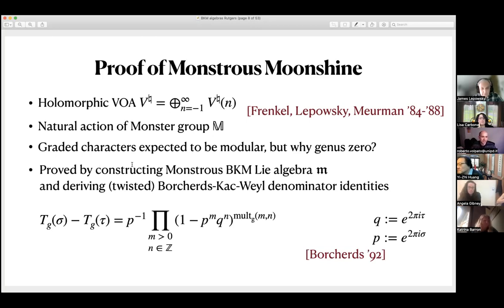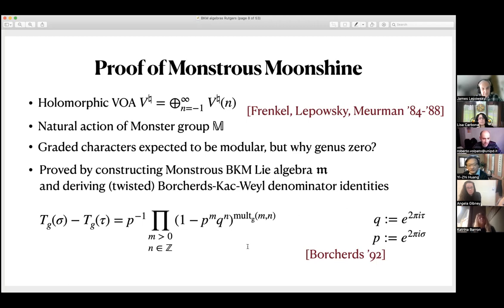And the proof indeed consisted in building this Borcherds-Kac-Moody Lie algebra starting from this vertex operator algebra. And then the Borcherds-Kac-Moody Lie algebra, you expect it to obey some denominator identities, okay? And if there is a natural action of the monster group, then you can also expect some twisted denominator identities.